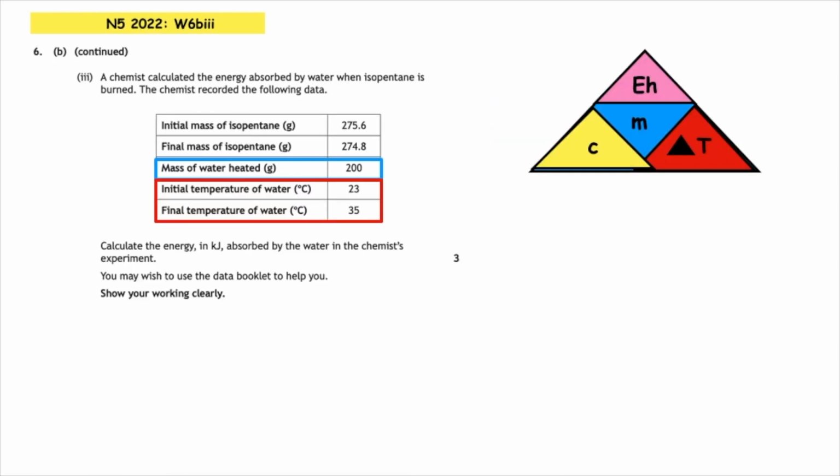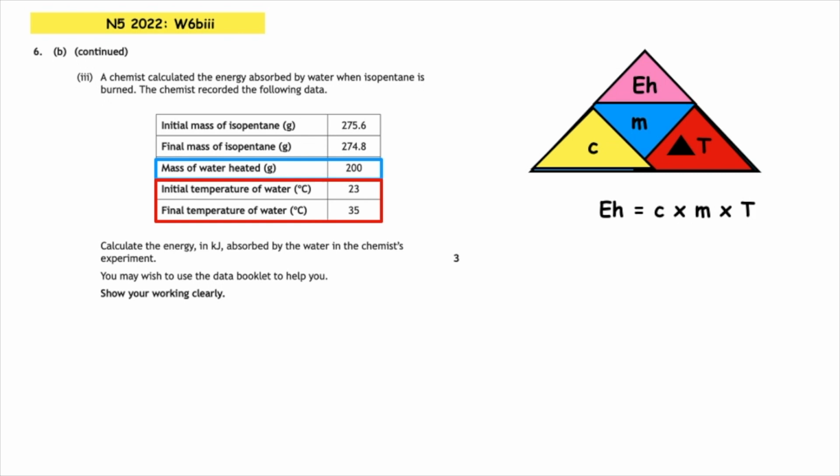A chemist calculated the energy absorbed by water when isopentane is burned. The chemist recorded the following data. Calculate the energy in kilojoules absorbed by the water in the chemist's experiment. You may wish to use your data booklet to help you. So this is where we use our triangle. Every house can't make triangle toast. The question wants us to calculate energy, so we have to write out the equation. Eh is equal to cmΔT.